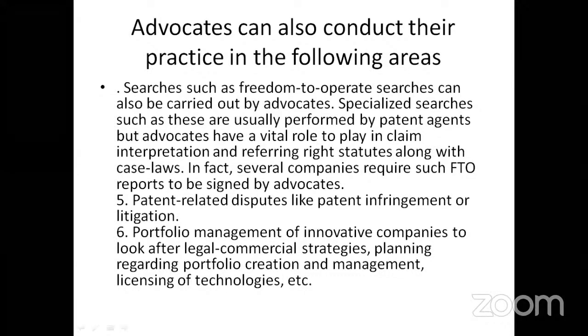And portfolio management of innovative companies, to look after legal and commercial strategies, planning regarding portfolio creation, management and licensing of technologies, etc. See, each big company has a separate patent unit where a lot of advocates work, and they will be studying the opportunities for merging of companies and planning regarding portfolio creation and licensing of technologies. See, what do you mean by licensing of technologies? Suppose you have a technology in your company, you want to make money out of it. One way is, of course, you can sell it like any other property. That is, you can completely assign it to another company by taking a large amount of money.